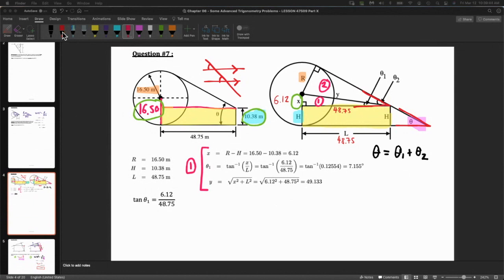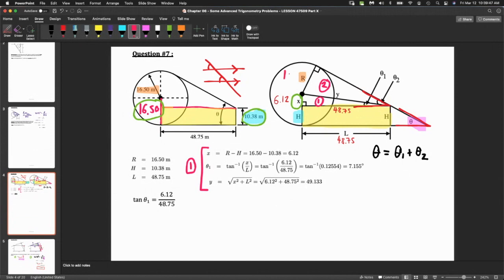So let's look at the diagram. Do we know r? Yeah, we know r. That's 16.50. Do we know this length y here? Yeah, we do. Let me just put y there. That's 49.133. So yeah, we're good to go. And this question definitely involves sine now. So we're on to triangle number 2. Triangle number 2 is a one-stepper. So I'm just going to drop my answer in there.